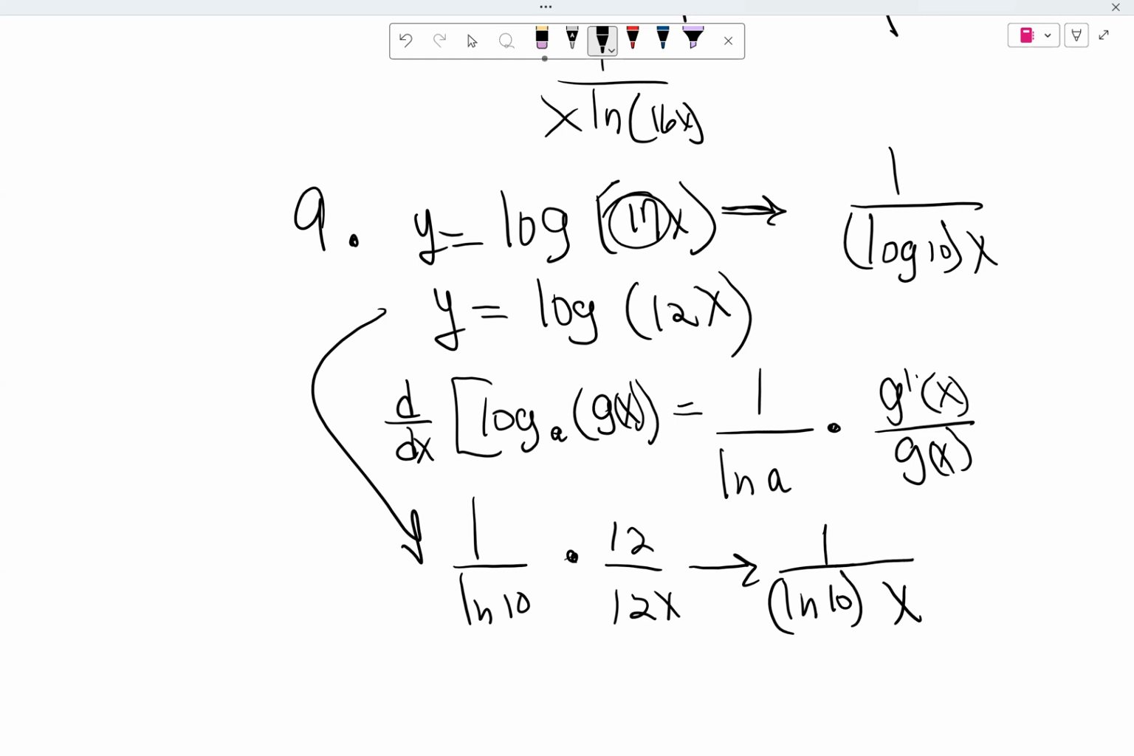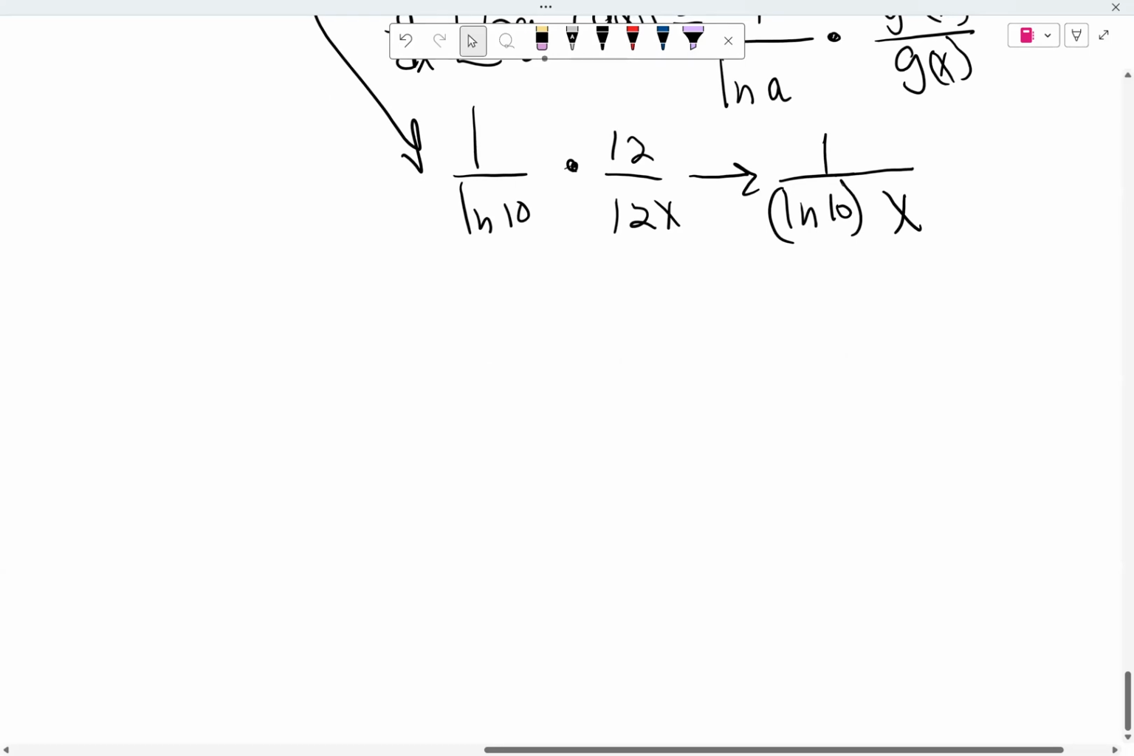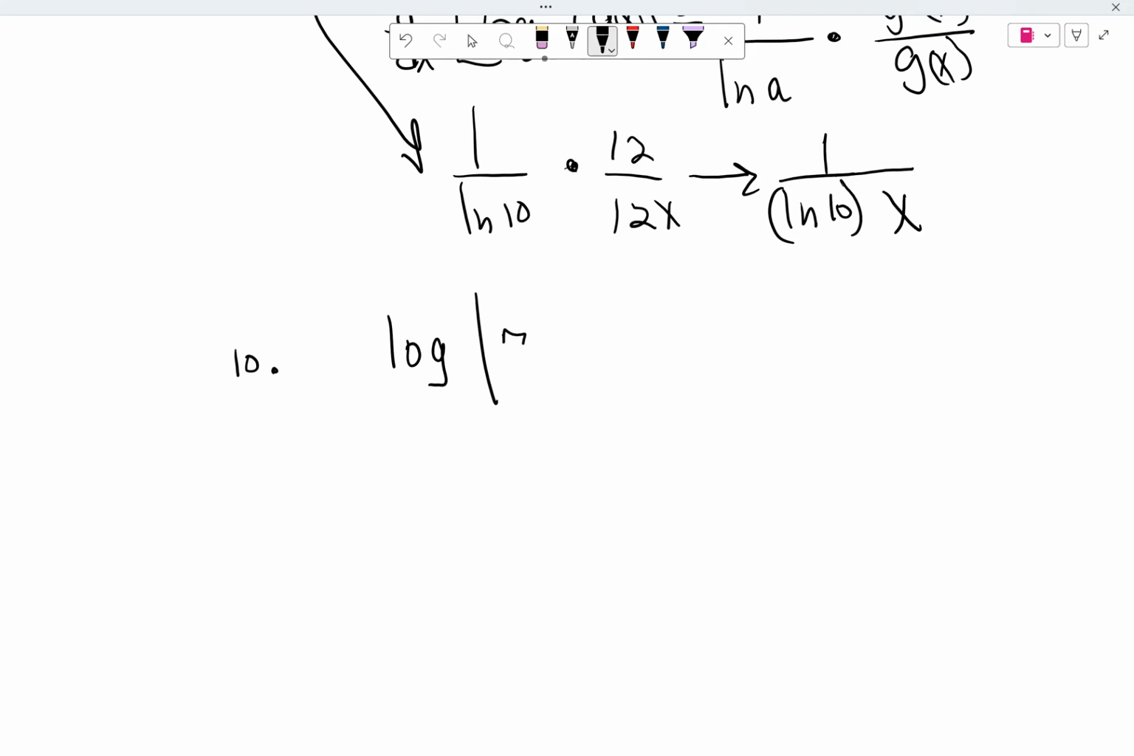Is that easy enough to take in? Yeah. Awesome. I have a couple more examples, and then I'm going to go into trigonometry and trigonometry concepts. And so let's call this example 10. If I said to you, I have the log of the absolute value of 7 minus x, and I ask you to find the first derivative.